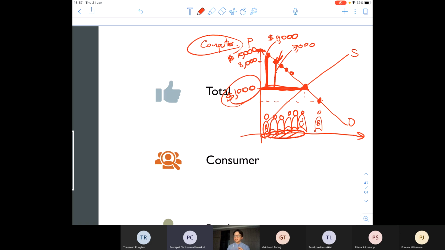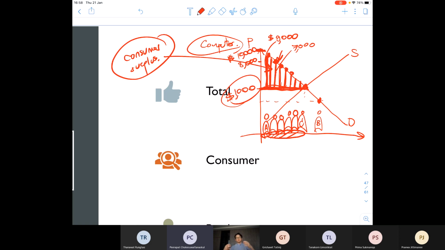So you can think of this as welfare, right? Sometimes you call it surplus, because it's something that you enjoy. And this bit is actually called consumer surplus, right? The lower the price, the more surplus consumers enjoy, because there are some consumers who are willing to pay greater than the market price. Okay, but let's look at the supplier side.